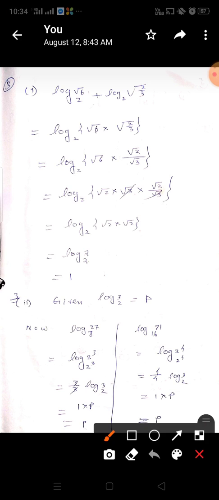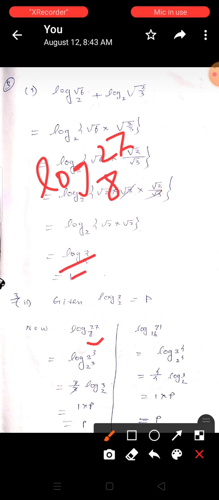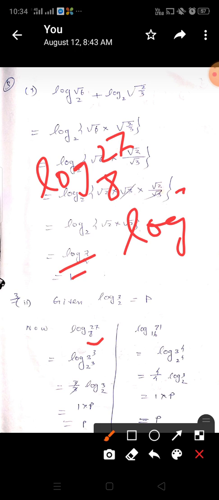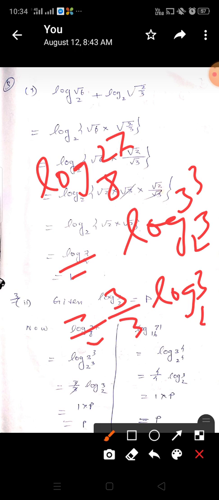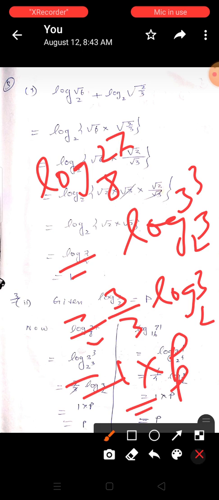Number 3, log of 3 to the base 2 equal to p. We have to find log of 27 to the base 8. So log of 27 to the base 8, we can write 27 as 3 cube and 8 as 2 cube. So 3 by 3, log of 3 base 2. This is 1. Log of 3 base 2 is given as p. So this is equal to p.